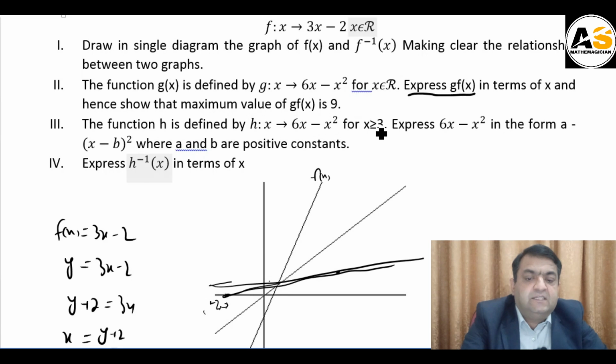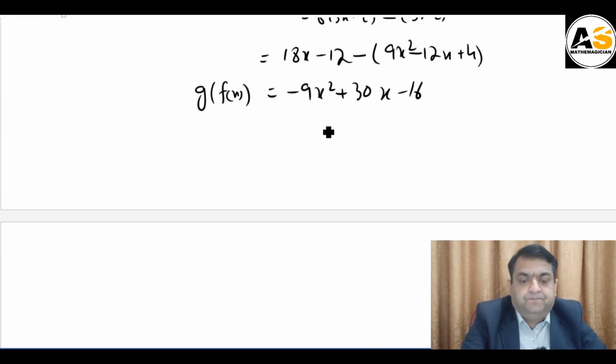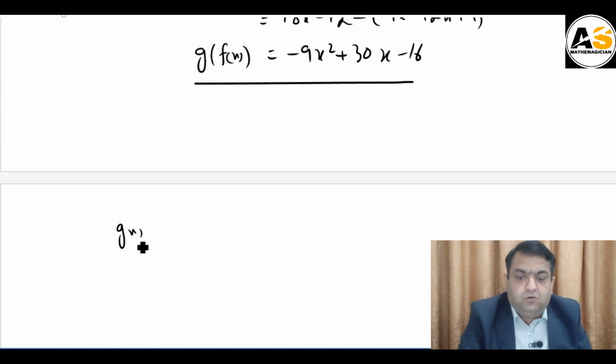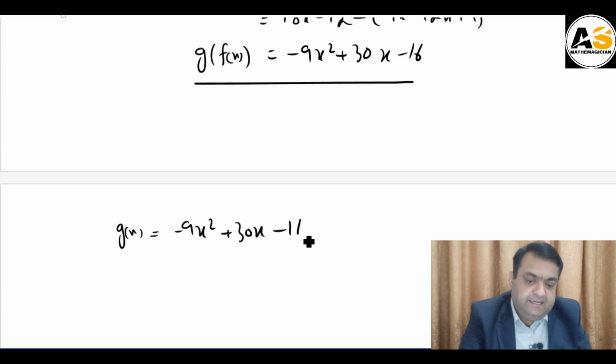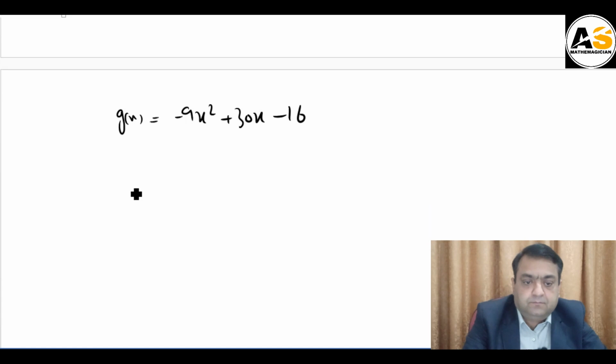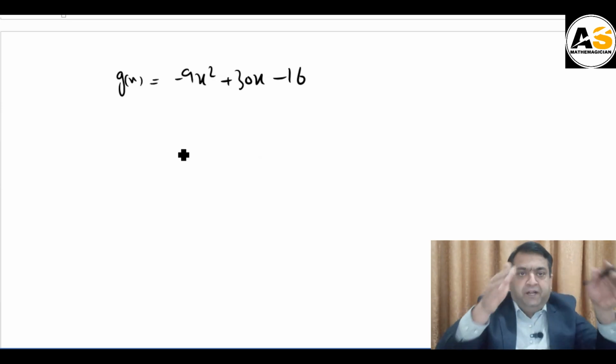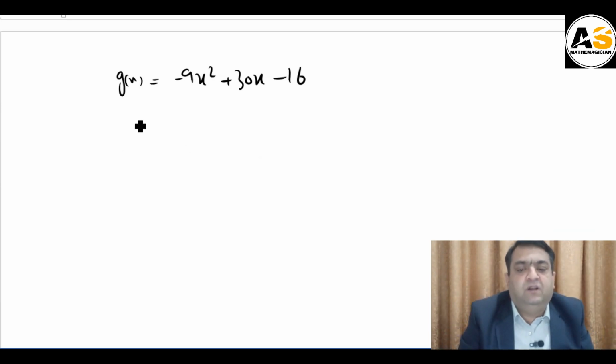Now we have to show that its maximum value is 9. Recall the maximum and minimum value of a quadratic expression lesson. g of x is equal to minus 9x square plus 30x minus 16. Coefficient of x square is negative. This will be a parabola opening downwards, and its maximum value will be c minus b square over 4a.